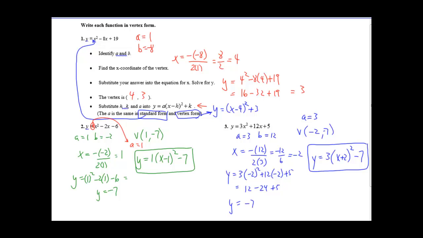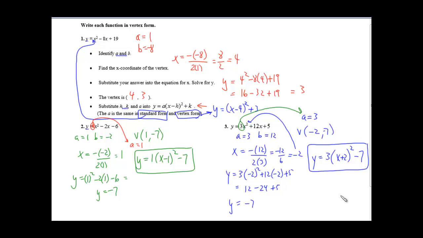Over to number 3. If we take the opposite of 12 divided by 6, we get negative 2. Input that negative 2 back into this original function. By simplifying, we get y equals negative 7. So our vertex is negative 2, negative 7.